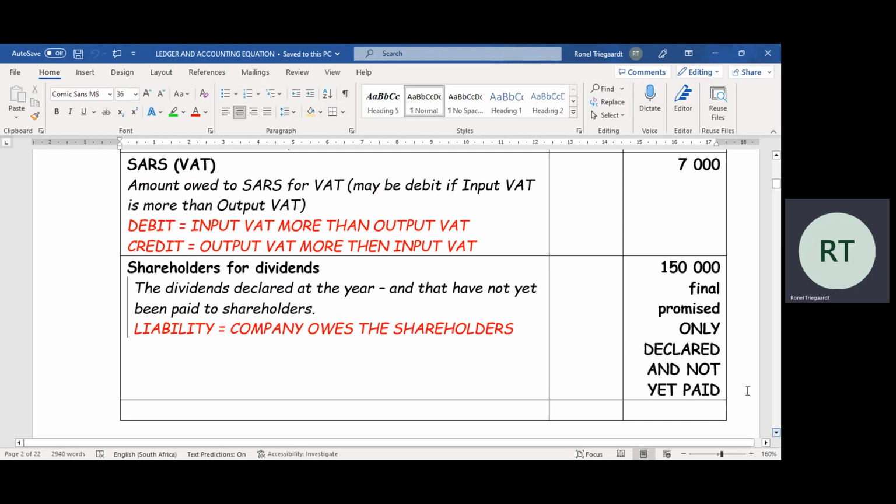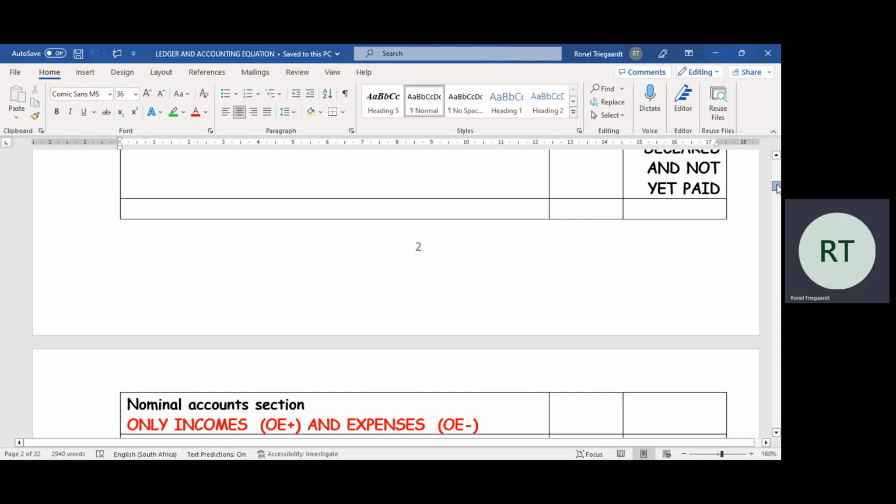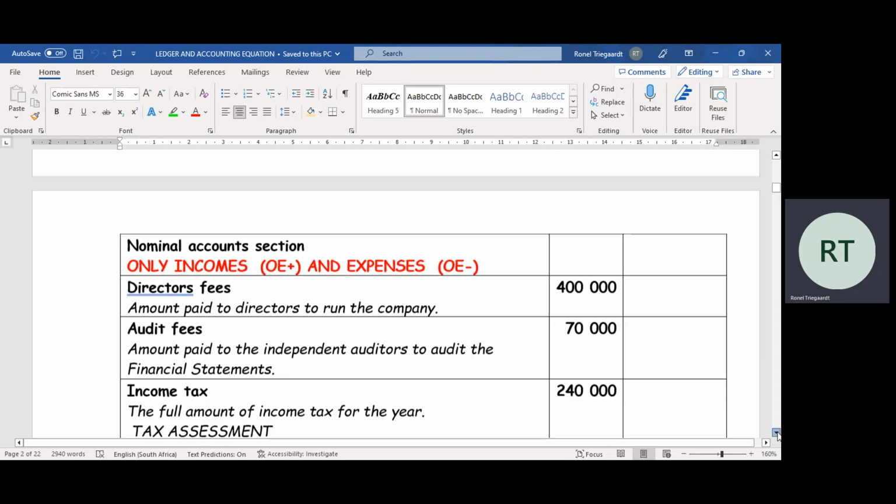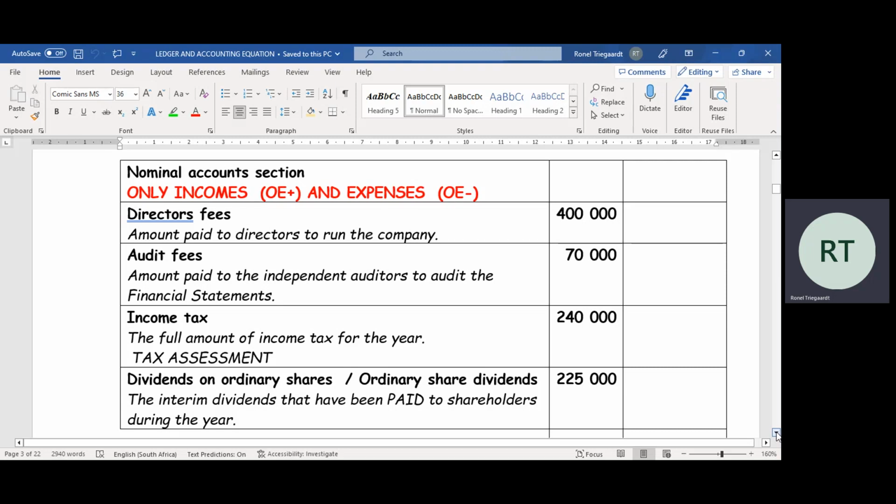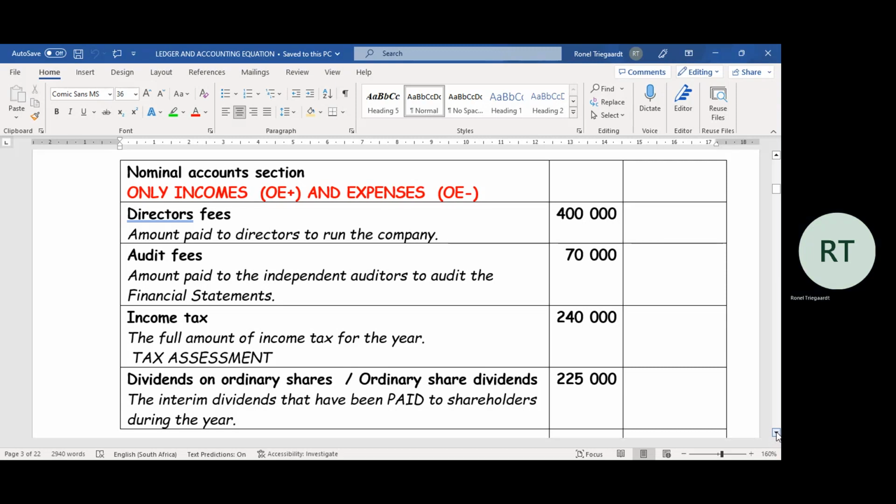Okay. These are the balance sheet accounts. Dit is al die balansstaatrekeninge. Then in the nominal accounts, I'm only going to have a look at new incomes and expenses. Net nuwe inkomste en uitgawes. The first lot is all balance sheet accounts, nuwe rekeninge. Right. Director's fee is a new expense. Dis 'n nuwe uitgawe. Remember, a director of a company can be an employee of that company. 'n Direkteur mag 'n werknemer ook wees.